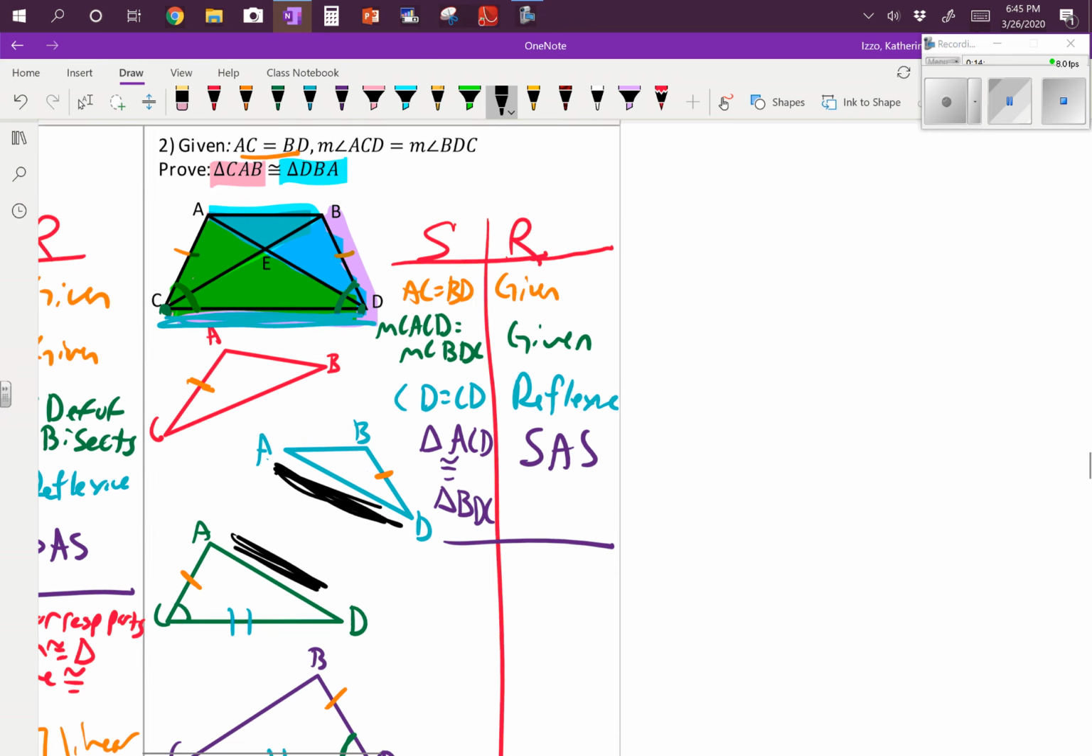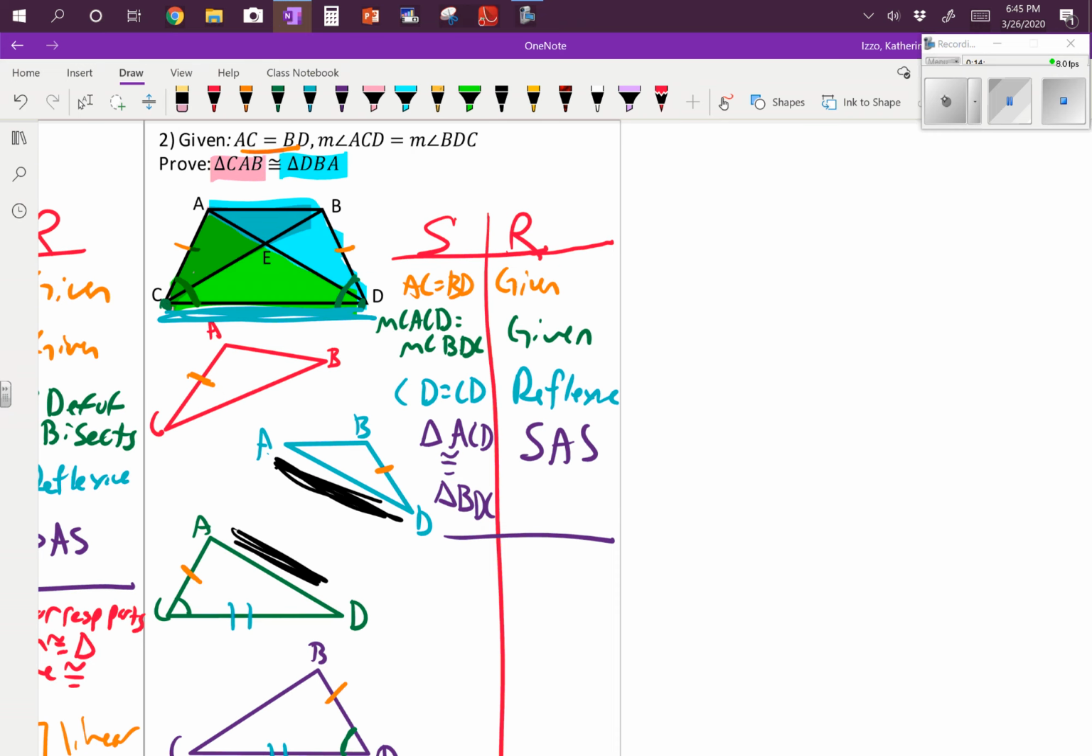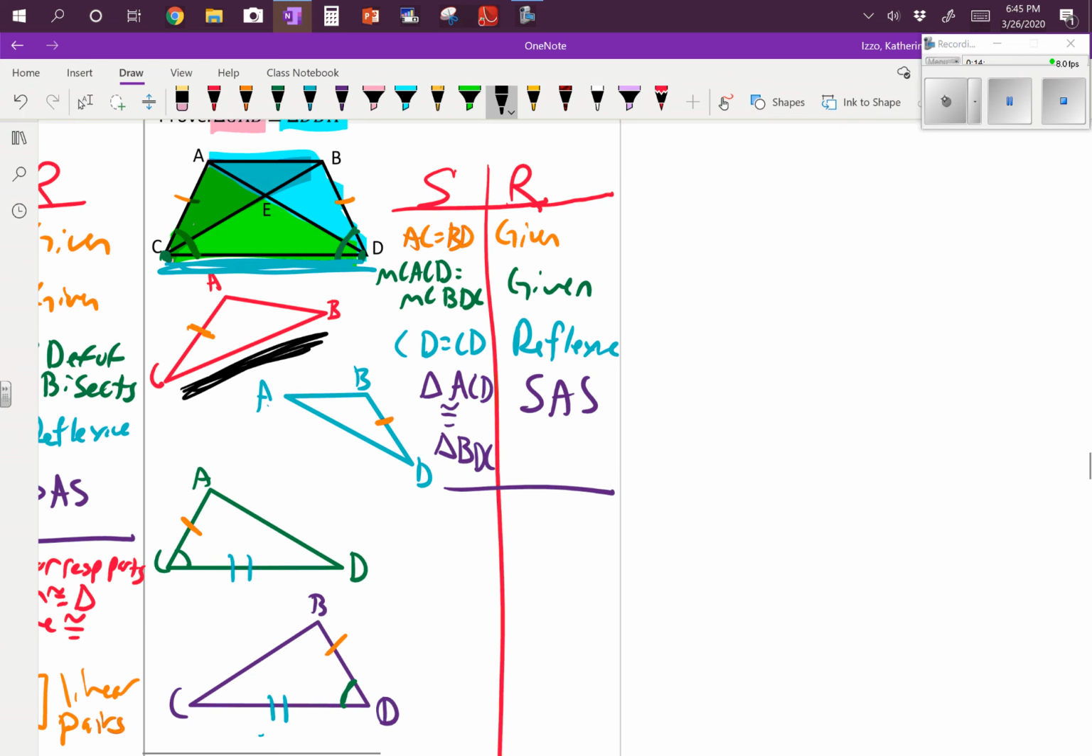They're the same side. If you go back here and we erase that, you can see that the green and the blue match up at AD. And if you notice, the pink and the purple triangle, they match up at CB. So AD and CB are matching.